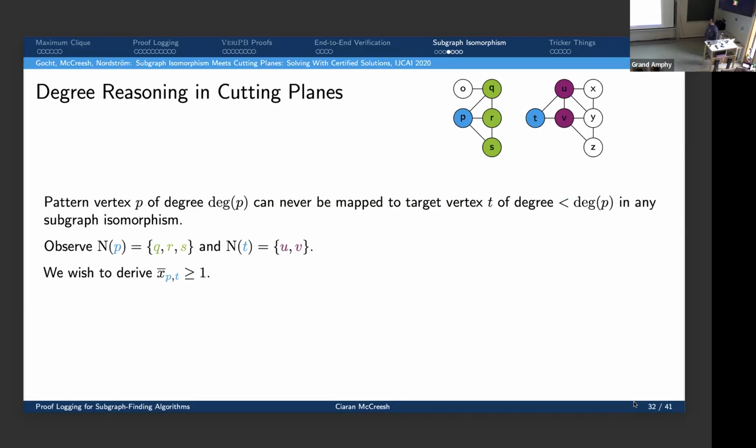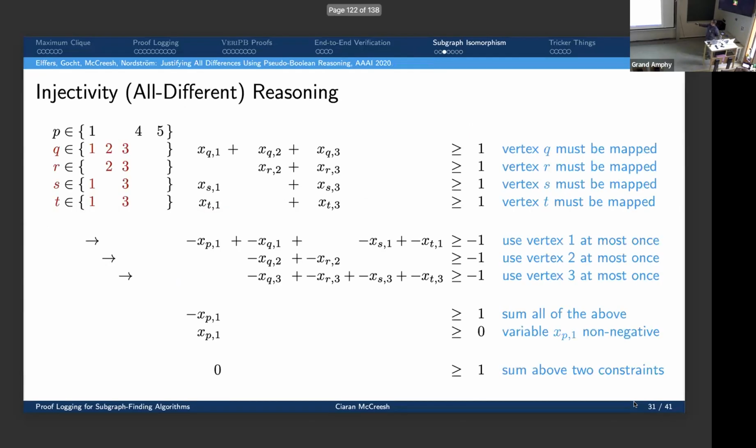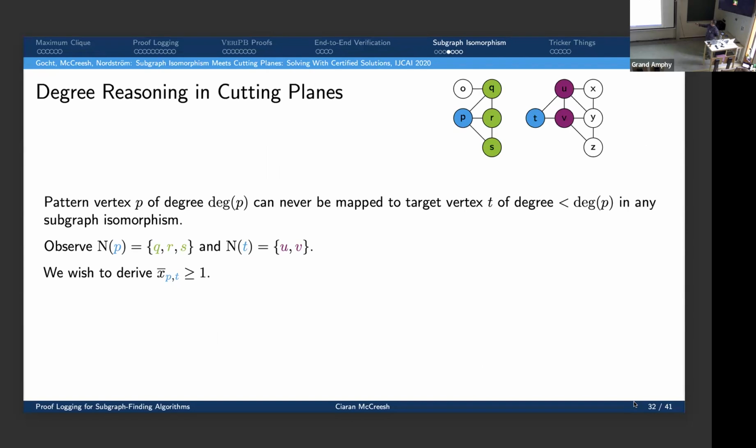Here is another example. Pattern vertex P in blue cannot be mapped to pattern vertex T in any possible mapping. Why is this? Pattern vertex P has 3 neighbors, it has degree 3. Pattern vertex T has 2 neighbors. There is no way in any subgraph isomorphism you can map a vertex of degree 3 to a vertex of degree 2.